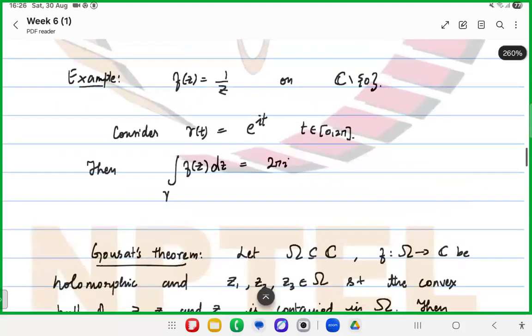This example is good. So here f(z) is 1 by z on C minus 0. It is holomorphic, but the problem, where the function is not holomorphic, is at 0, and for this curve gamma(t), which is e power it, the unit circle, the integral is not vanishing. So you can see from the picture that the curve gamma, the unit circle, cannot be deformed to a point. Yes, that curve is not null homotopic. So that is why the integral is not vanishing here.